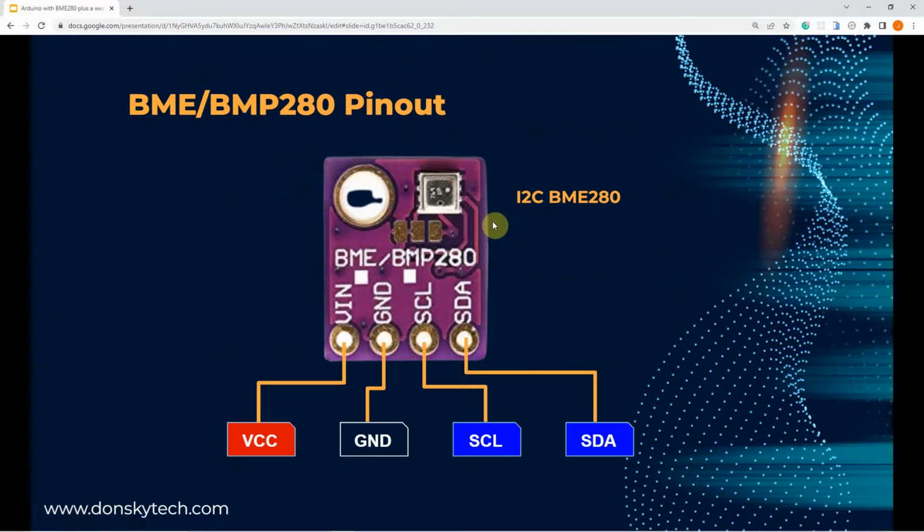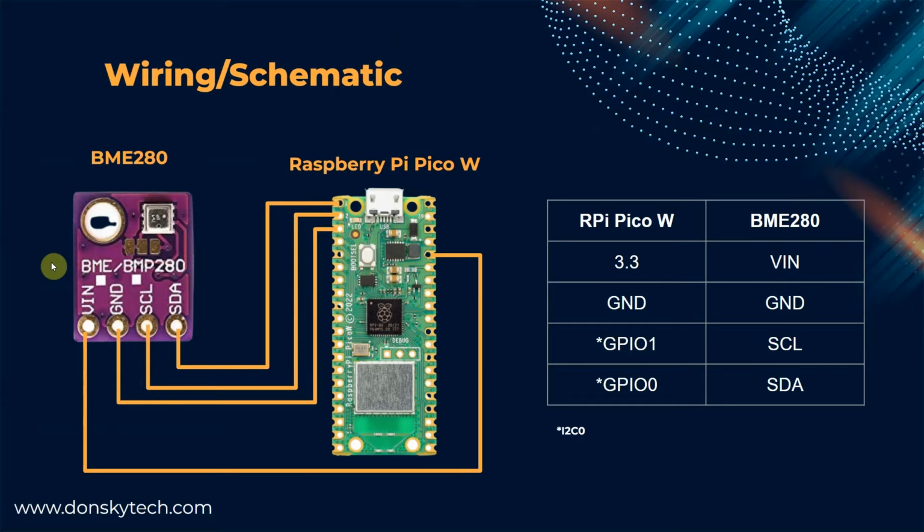The BME280 module can use SPI or I2C communication. In my case in here, I have an I2C module, so the pinout is the usual SDA and SCL pin plus the power pins, VCC and ground. For the wiring and schematic, I use my Raspberry Pi Pico W microcontroller. And I'm using the standard I2C channel 0 GPIO pins, which are the GPIO 0 and GPIO 1 assigned as the SCL and the SDA pins.